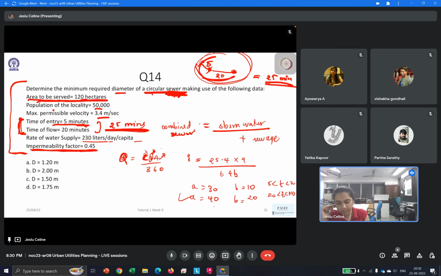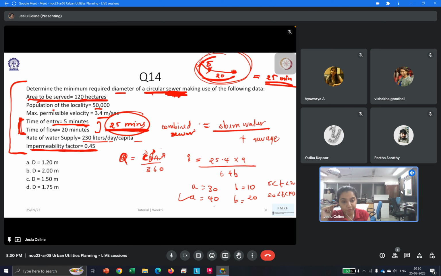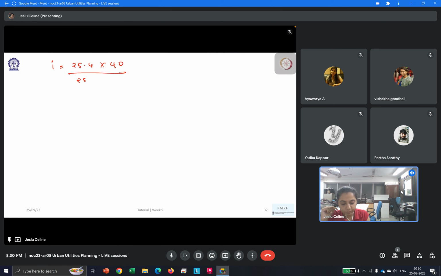First, let's find the intensity. I is equal to 25.4 into 40, divided by the time, which is 25 minutes, plus 20, which is B. So how much does that come out to? 22.57. Very good, 22.578 something will be there. What will the unit of this be? mm per hour.